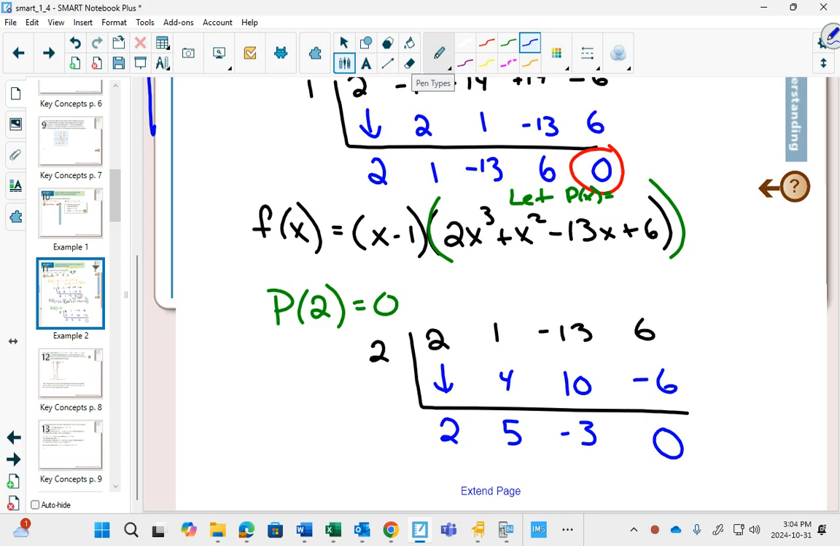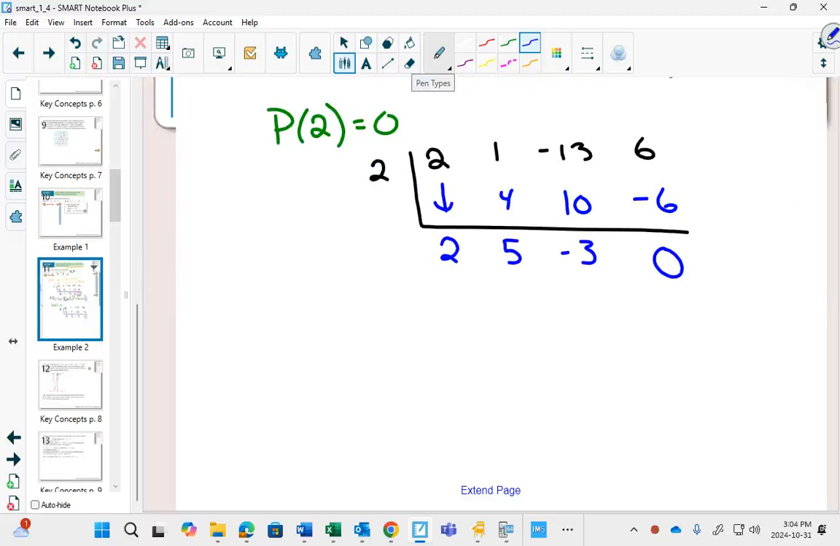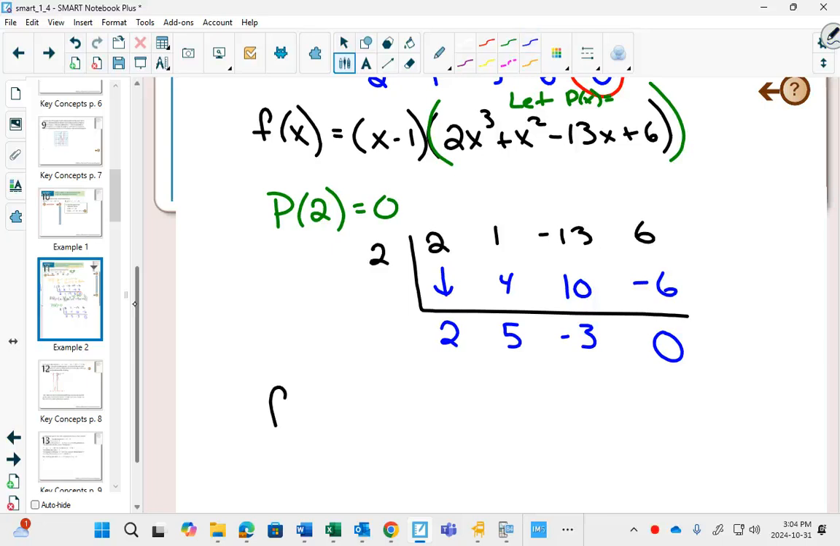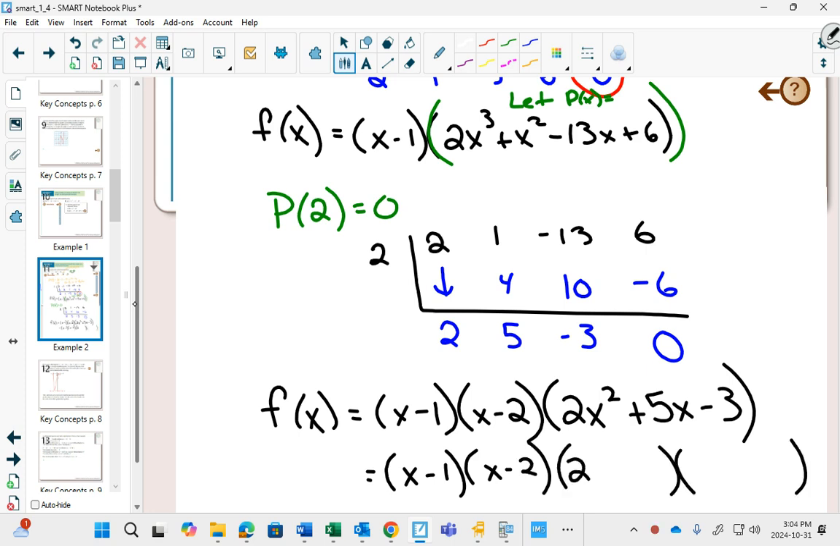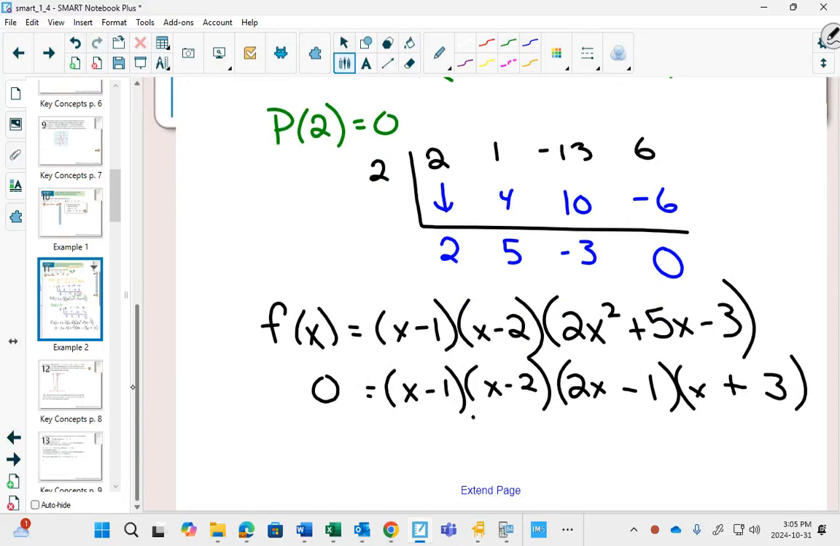Now, I could write a division statement for p of x, but I want to, notation-wise, and this is why it's a good question to do this one as well, I want to write, I'm factoring f of x. I know that I have x minus 1. I now know that this part has an x minus 2, and I'm left with a 2x squared plus 5x minus 3, which is now a quadratic, so I could factor that. 2x and x. You make the outside 3, the inside 1, outside 6, plus 6, minus 1 would give me plus 5. Double check, the minus 1 plus 3 gives me the minus 3.